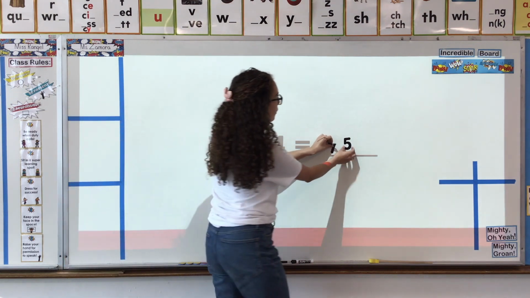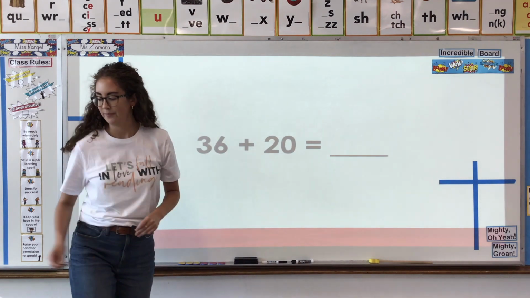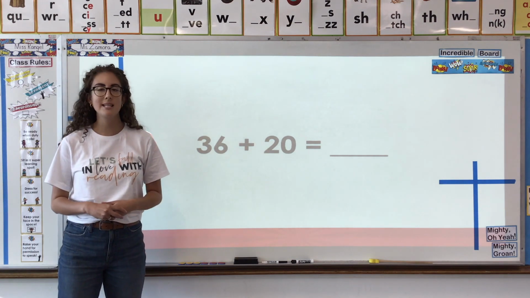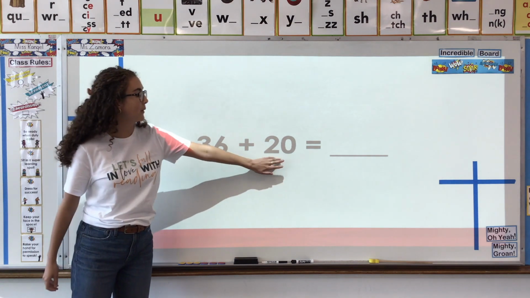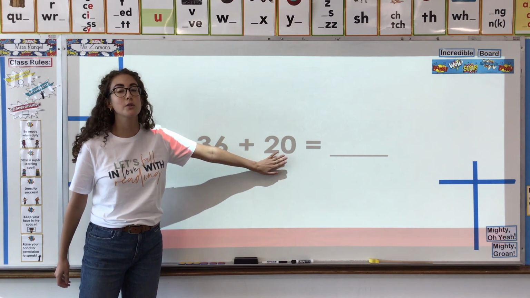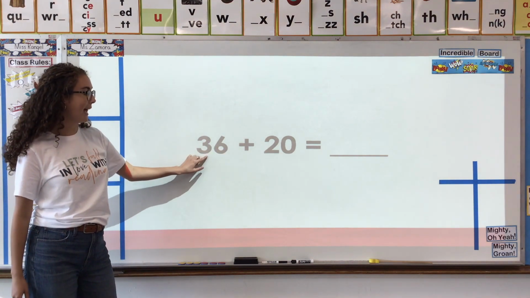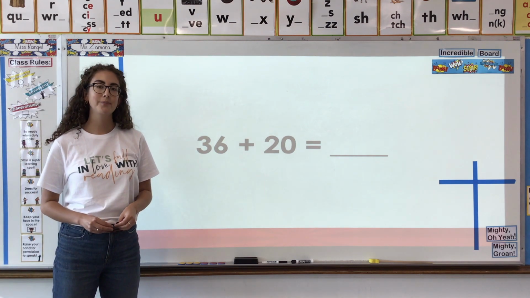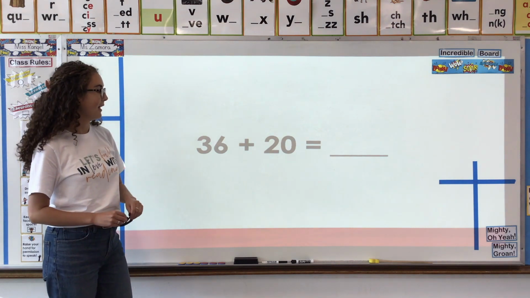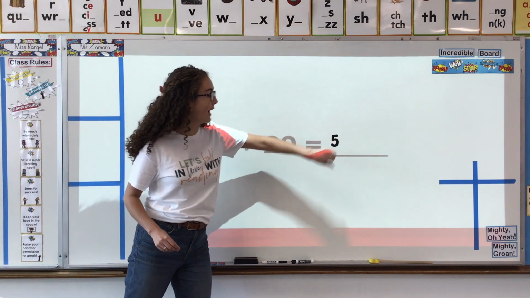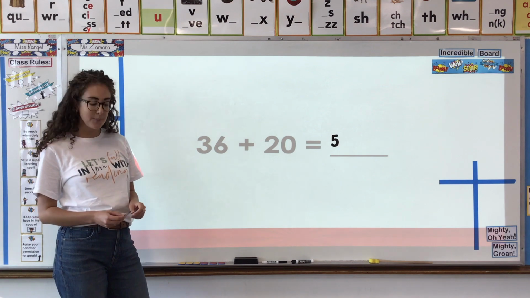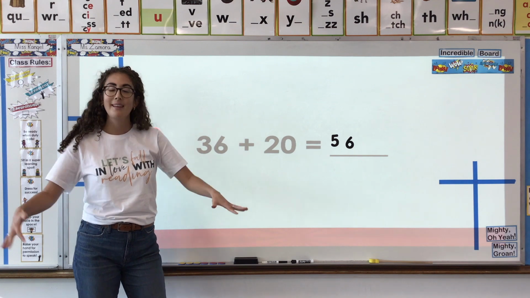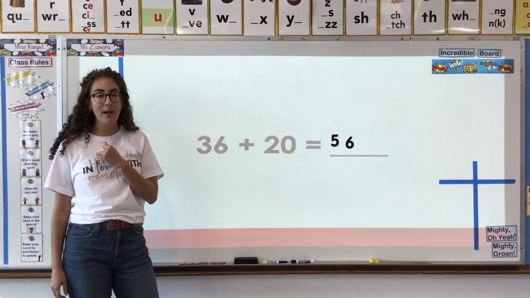Good job. We've got one more left. Let's see. 36 plus 20. What are we adding? 2 tens. So we're going to add it to the 3. And what will this be? 3 plus 2 equals 5. So 36 plus 20 equals 56. There we go, using that simpler equation to help us solve.